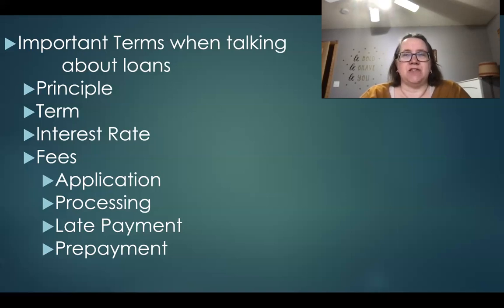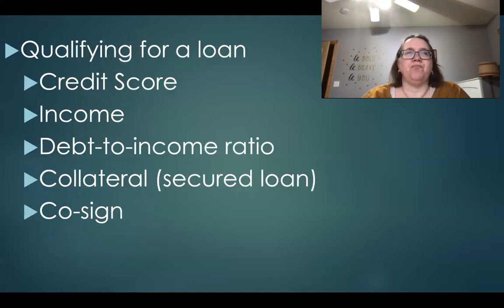And then fees. There are a lot of fees associated with getting different types of loans. There's an application fee. There might be a processing fee. If you get a house, there's a title fee. There can be late payment fees. Some loans will even have a prepayment fee, and we're going to talk about prepayment a little bit later.